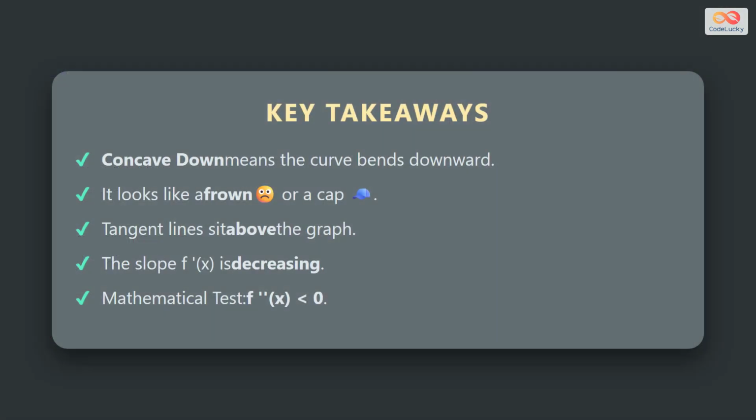To wrap up, remember these key points. Concave down curves bend downwards like a frown. Their tangent lines sit above the curve. And most importantly for your calculus exams, the second derivative is negative.